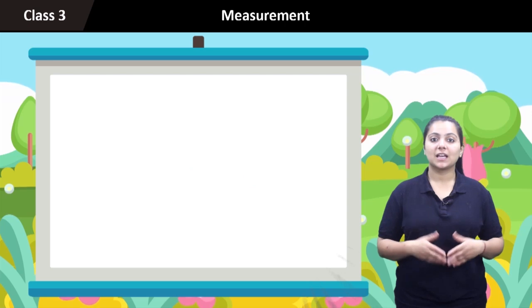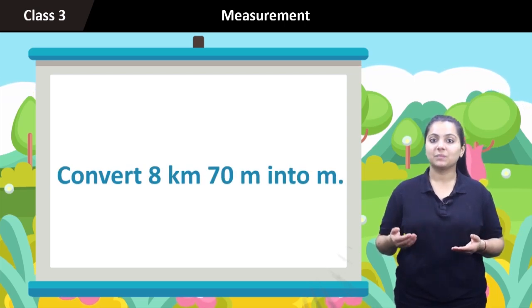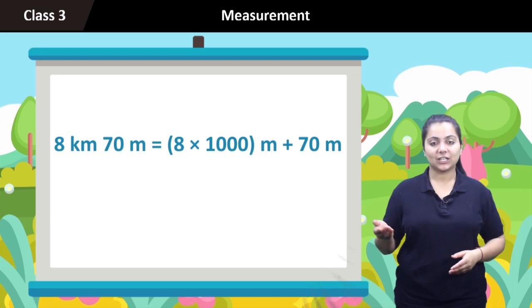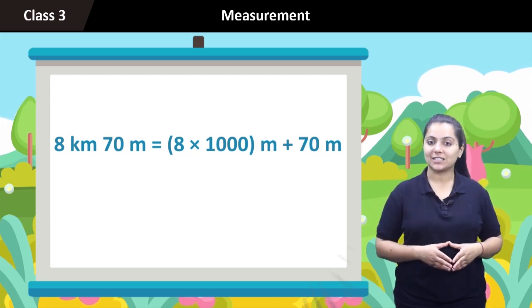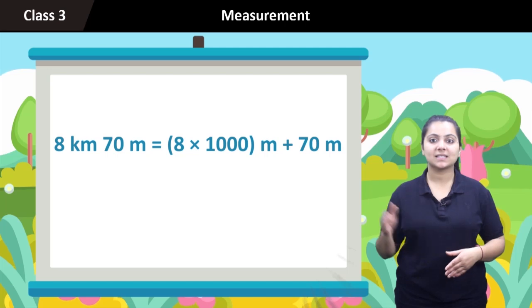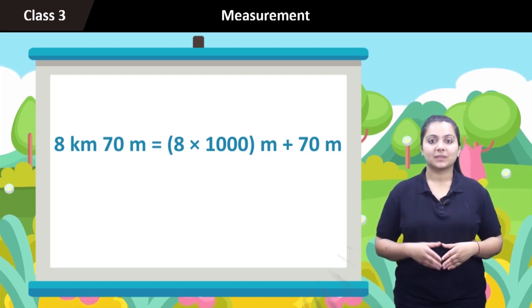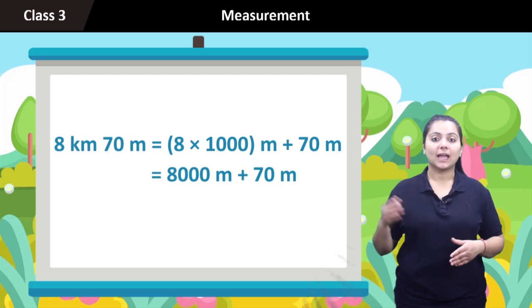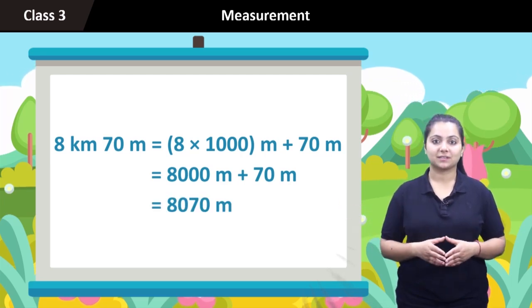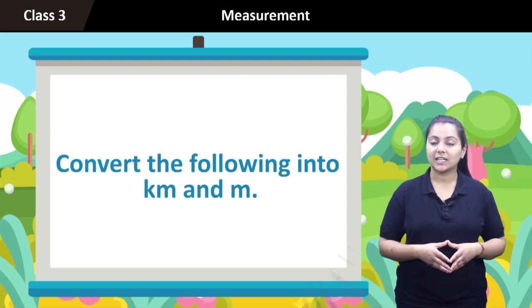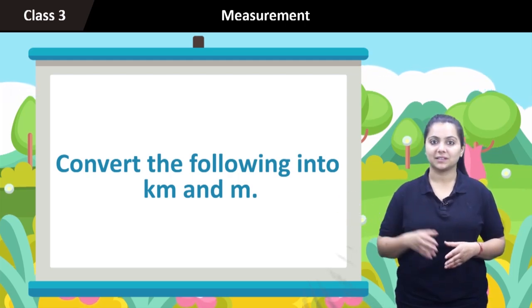Example 6. Convert 8 kilometer 70 meter into meter. 8 kilometer 70 meter is equal to 8 multiplied by 1000 meter plus 70 meter. 8000 meter plus 70 meter, that is 8070 meter.